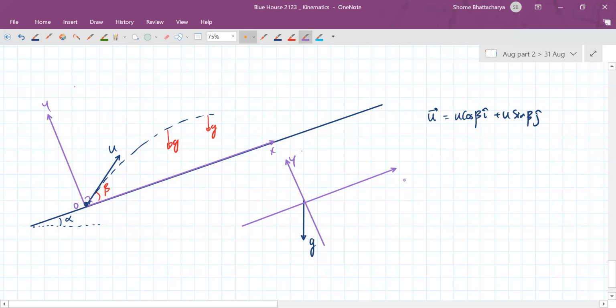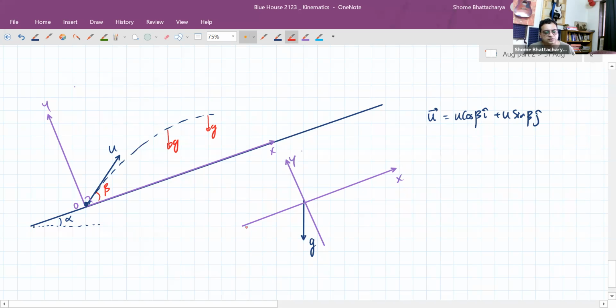Like you're used to doing for Newton's laws, you'll see that if the inclined plane is making an angle alpha, then g is making an angle alpha with the vertical. So g's component along the y-axis will have a negative sign, and it will be g cos alpha. And g's x component will also be along the negative x-axis, and it will be g sin alpha. So the acceleration will be minus g sin alpha i cap and minus g cos alpha j cap.